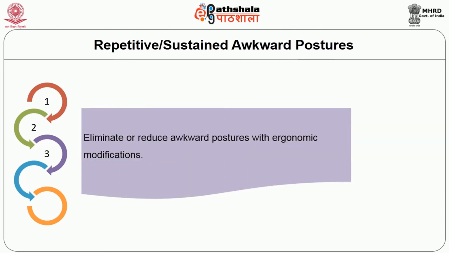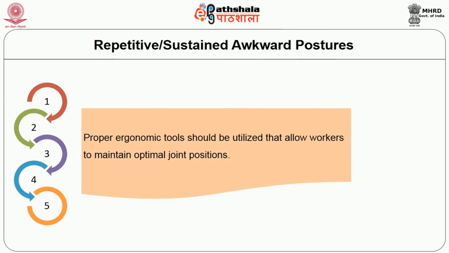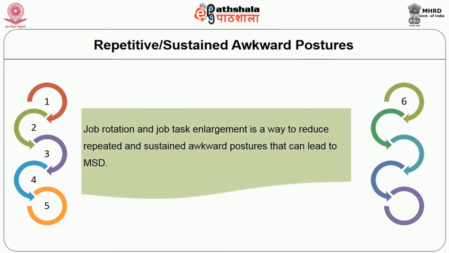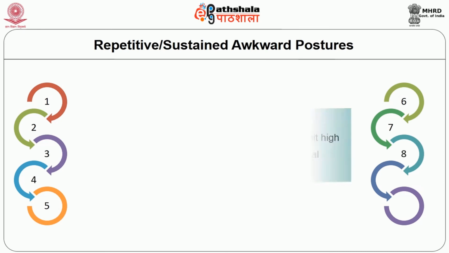Eliminate or reduce awkward postures with ergonomic modification. Maintain joint range of motion to accomplish work tasks within the mid-range of motion positions for vulnerable joints. Proper ergonomic tools should be utilized that allow workers to maintain optimal joint positions. Job rotation and job task enlargement is a way to reduce repeated and sustained awkward postures that can lead to MSD. Providing safe and effective procedures for completing work tasks can reduce the MSD risk.